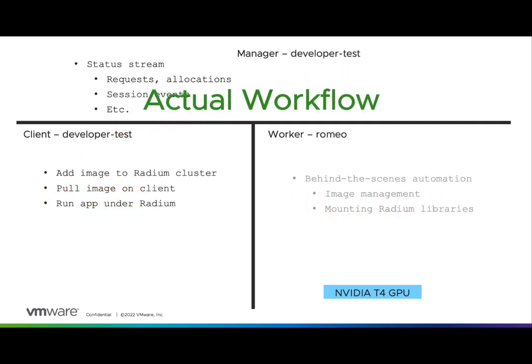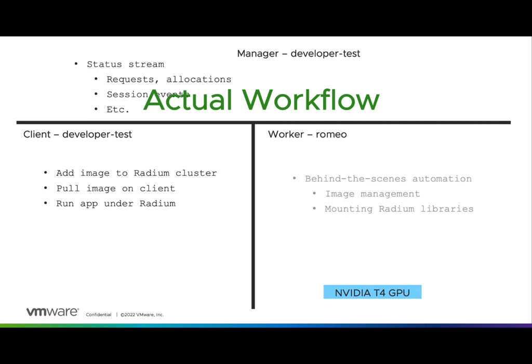What we will demonstrate instead is a workflow entirely on the data scientist's own machine, the client. Here, we have a minimal Radium cluster with a single client, a single worker, and the manager. In our case, we'll happen to run the client and manager on the same VM named Developer Test, and we'll run the worker on a VM called Romeo, which has an NVIDIA T4 GPU.